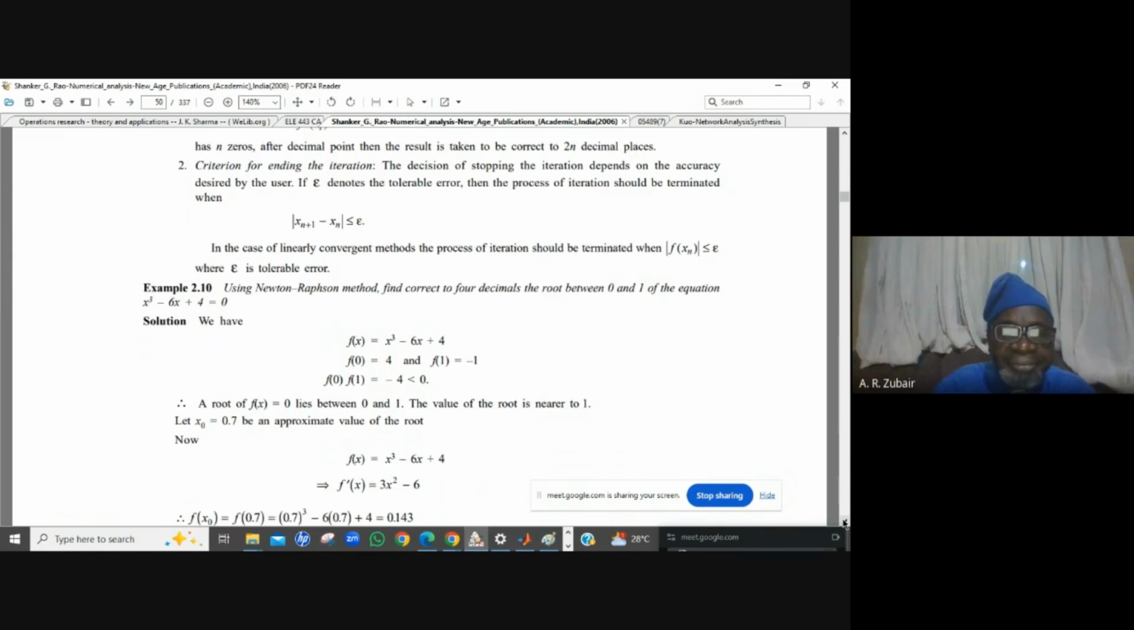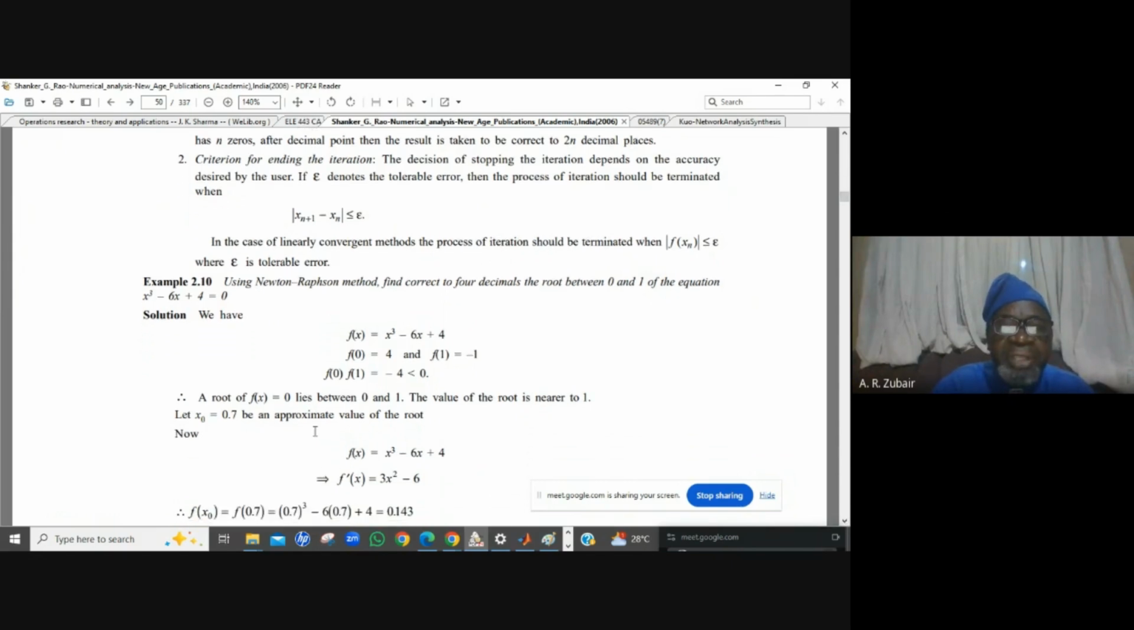Now, first, this is the function you are given. You have to differentiate it. When you differentiate it, x cubed becomes 3x squared, minus 6x becomes minus 6. So this is the f prime, that is f.